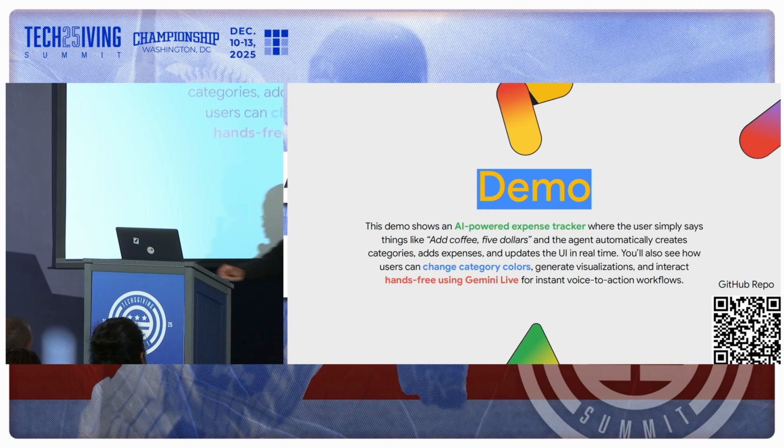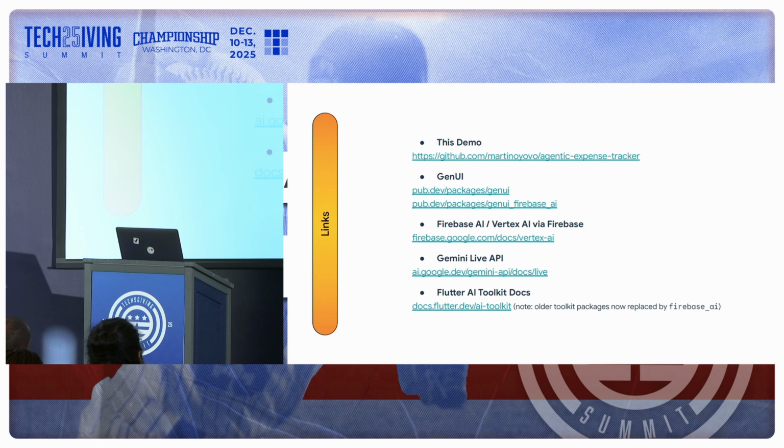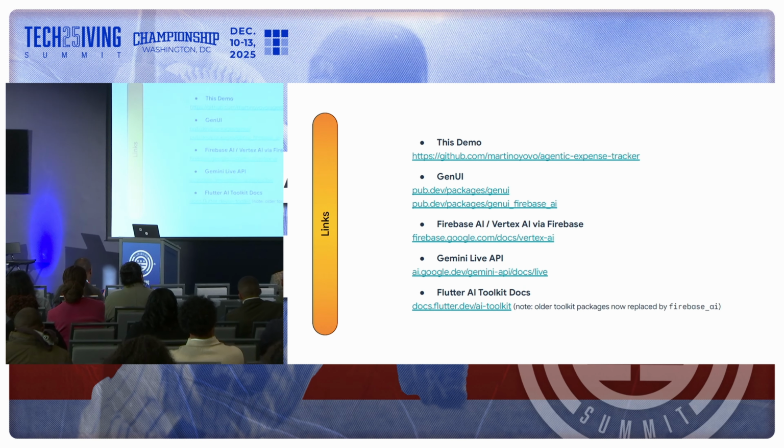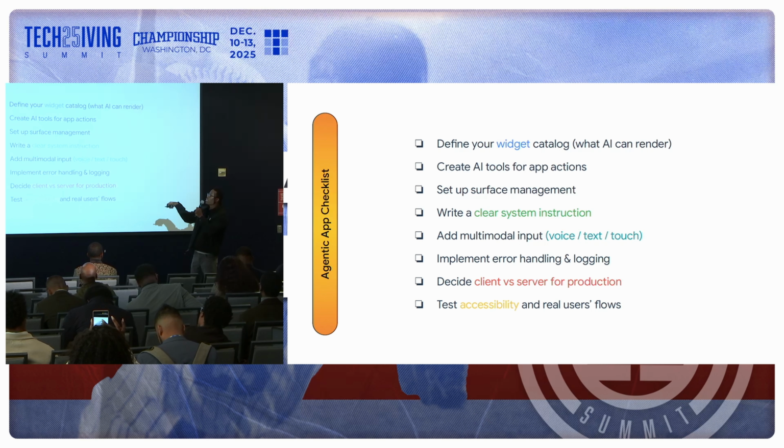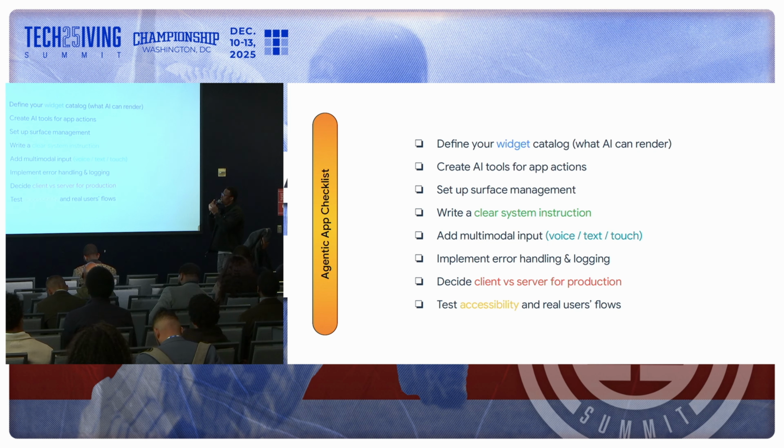Okay, thank you. So a few things. These are resources if you want to take a screenshot. I have the repo experimental and the more advanced. So if you want to check it out, you can definitely do. These are things that you need to keep in mind for your agentic app development. So first, define the widget catalog. Create the AI tool, the function code that we talked about. Set also the group of the AI tools and write also clear system instruction like we said. And yeah, basically that's it.